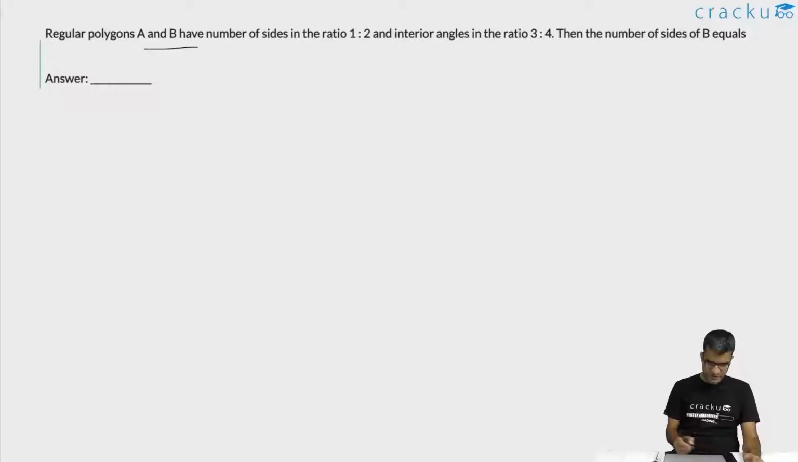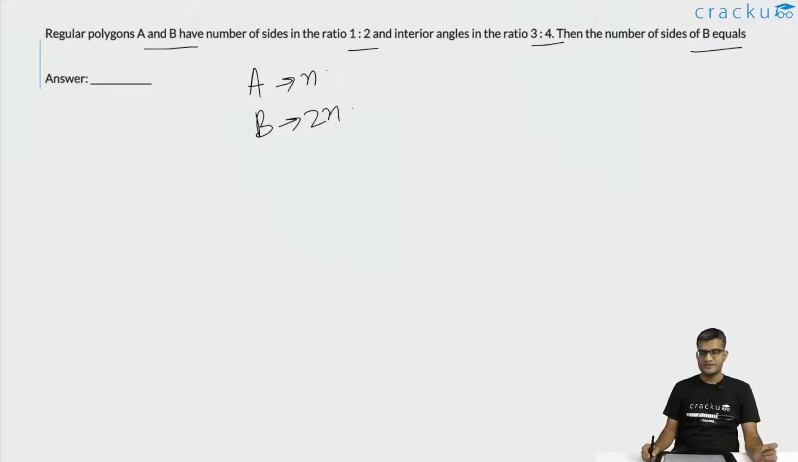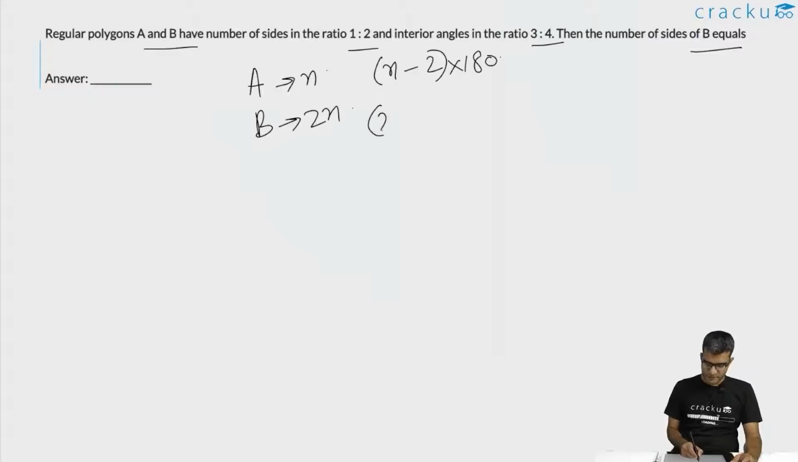In this question, we are told that there are regular polygons A and B, and the ratio of the number of sides of them is 1:2, and the ratio of their interior angles is 3:4. We are asked to calculate the number of sides B has. So let us assume that the number of sides of A is n and the number of sides in B is 2n. We know the sum of the interior angles of an n-sided polygon will be equal to (n minus 2) into 180. So the sum of the interior angles of polygon B will be (2n minus 2) into 180.